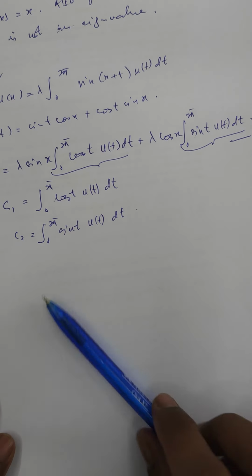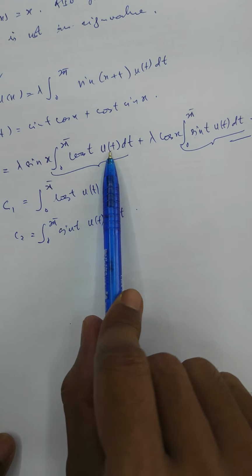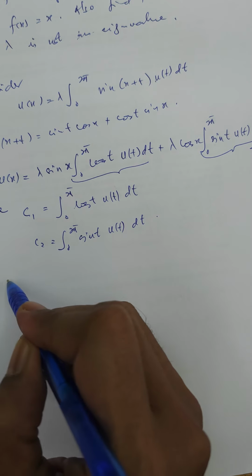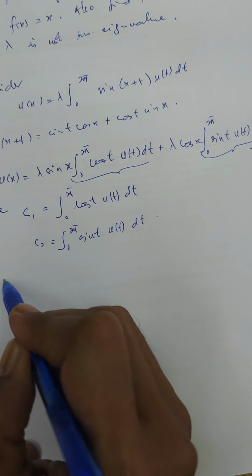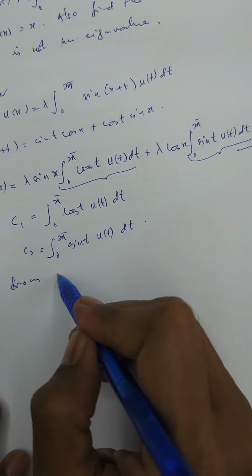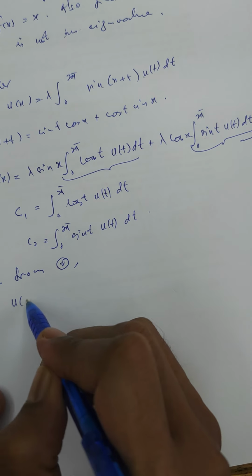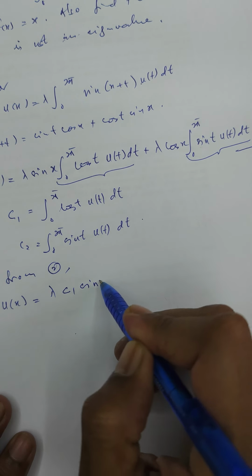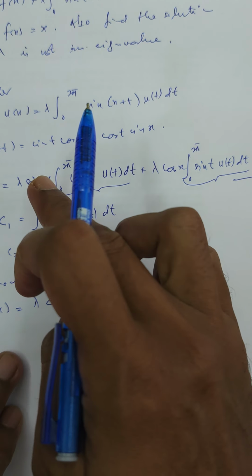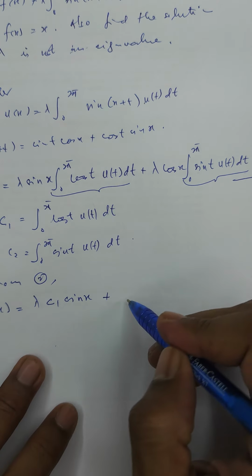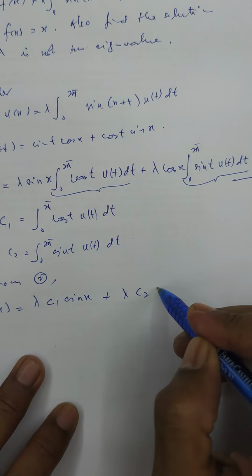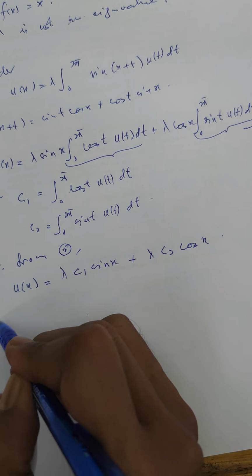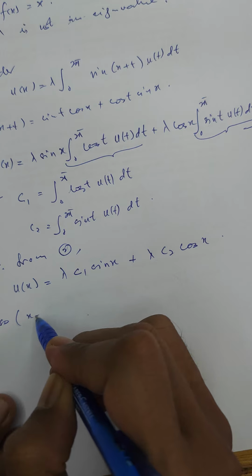Okay, so if you substitute into that, we have, so therefore we have, from 2 we have u(x) equal to lambda c1 sin x plus lambda c2 cos x. We just change the variable. Also we can write this when x equal to t.